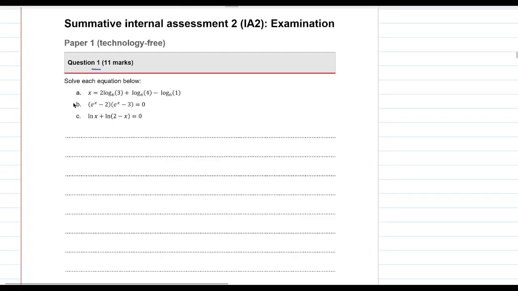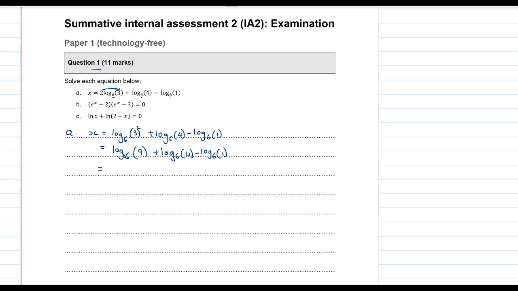Alright, question 1. Solve each equation below. So for A, we know that the base is 6 for each one, so we can combine the right-hand side into one log. So we can write this as x equals, we can bring that 2 inside, so it's going to become log 6 of 3 squared plus log 6 of 4 minus log 6 of 1, which is going to be log 6 of 9 plus log 6 of 4 minus log 6 of 1.